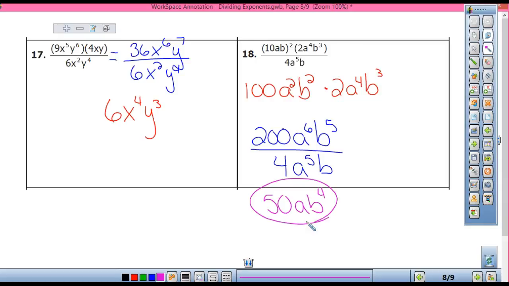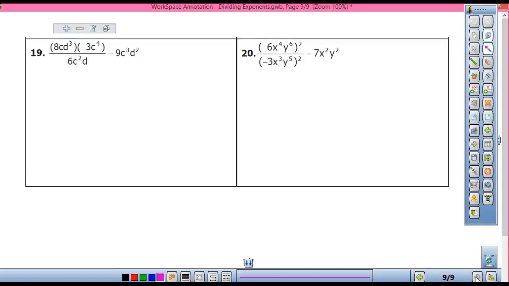Alright, 2 more and then I'll let you work. Because we have to do at least one of these where we're adding. Okay, we'll actually just do 19 and then I'll let you work.